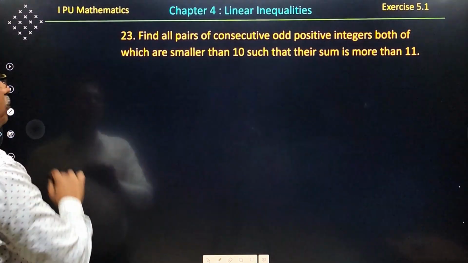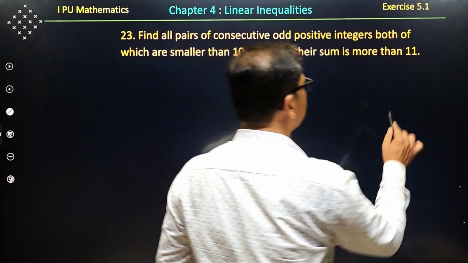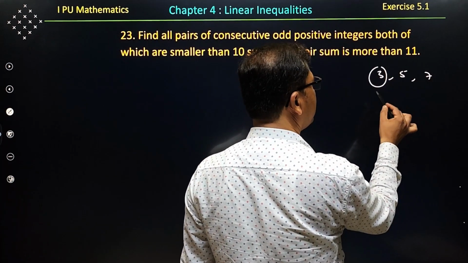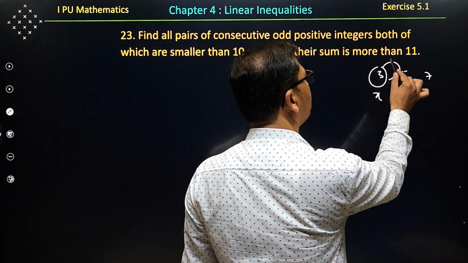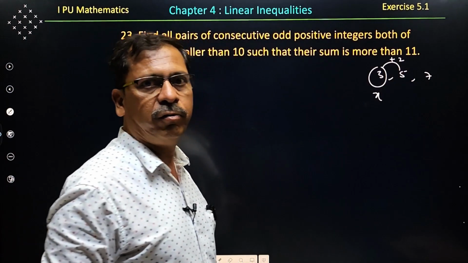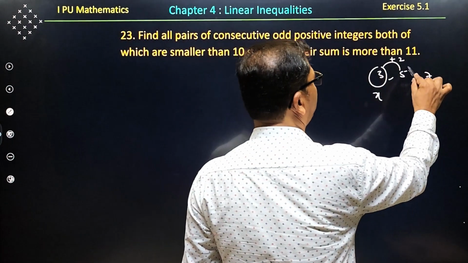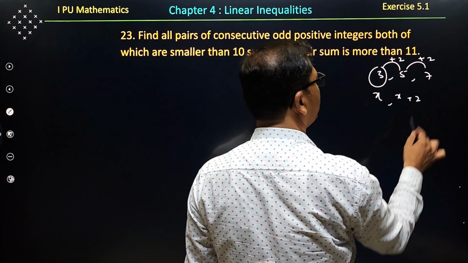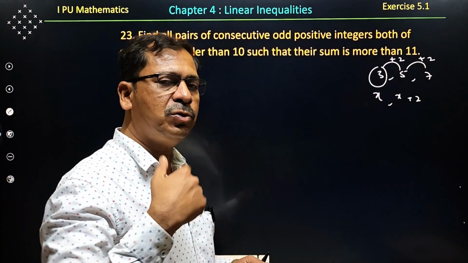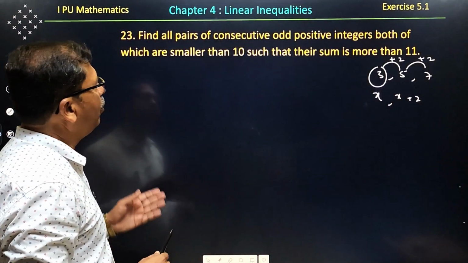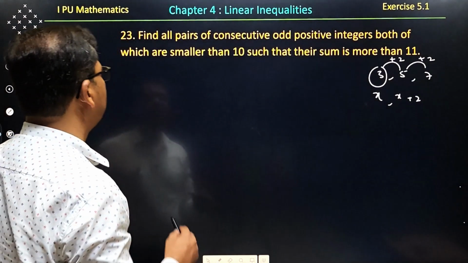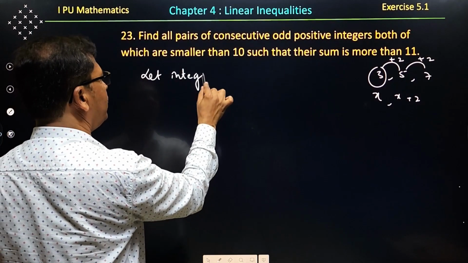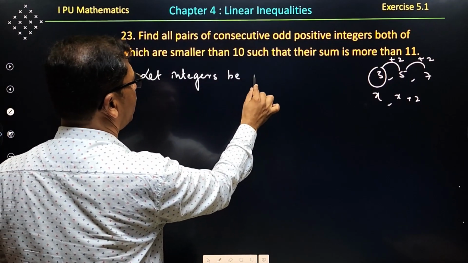See, if you take any odd integer, say 3, 5, 7, so on. If you take this one as x, see, this is how much more? By adding 2 you will get 5. For 5, if you add again 2, you will get here 7. So x, next one is x plus 2. In order to get the next number, for x plus 2 you need to add here. Okay. Find all pairs of consecutive odd positive integers. Let the positive integers be x comma x plus 2.